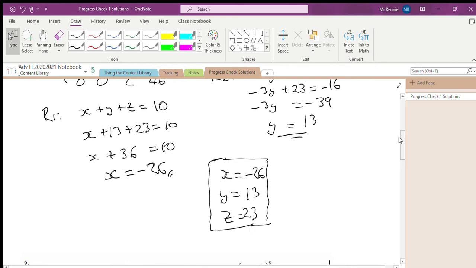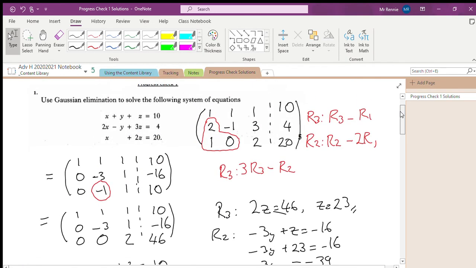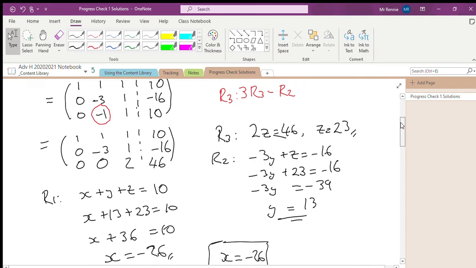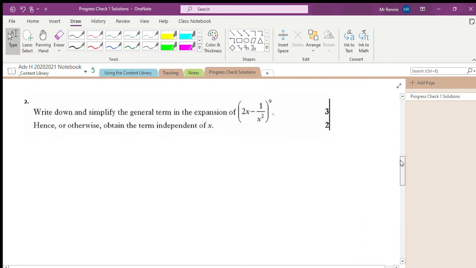Okay, so just a bit of hindsight. Be very careful with your numbers. A lot of people managed to get the first 2 rows. This one here did cause a bit of difficulty, so just be careful with your numbers. Okay, we'll go down to question 2.